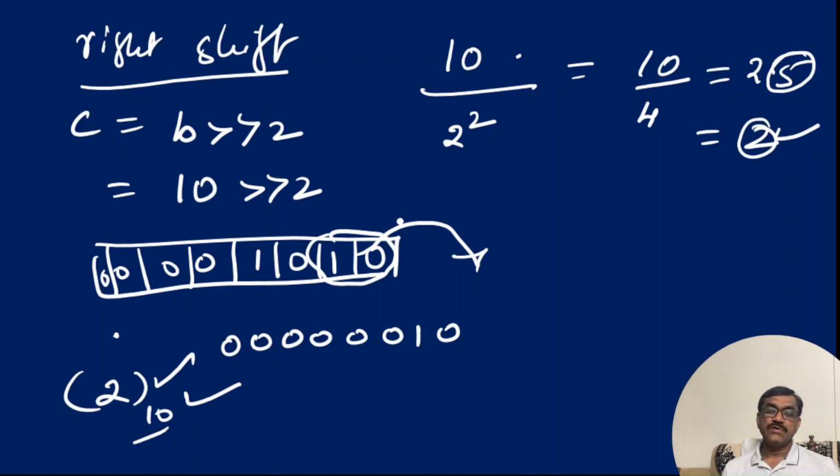This is the way of checking your final answer for the left shift as well as the right shift. For the left shift, you multiply. For the right shift, you divide. So this is about the right shift operation. Now after performing this, we'll see bitwise complement.